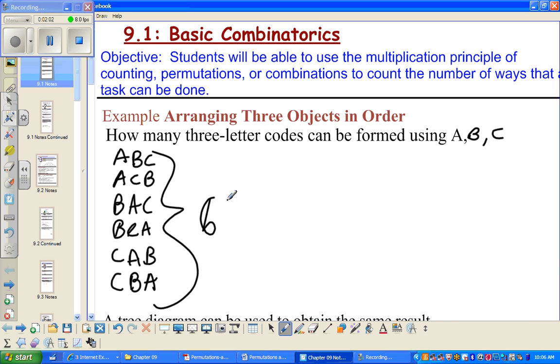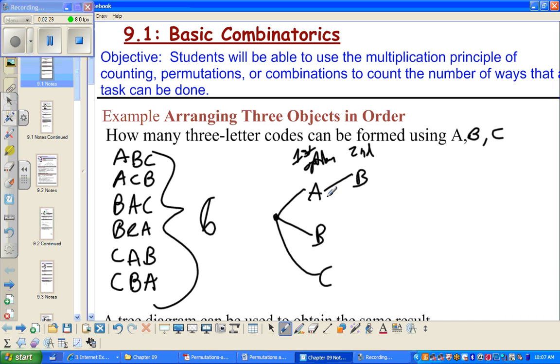But you could also use a tree diagram. How a tree diagram works is you start by, on the first column, you list your first option. We could do A, we could do B, or we could do C. Then your second option, from A, would be either B or C. Here it'd be either A or C, and here it'd be either A or B.